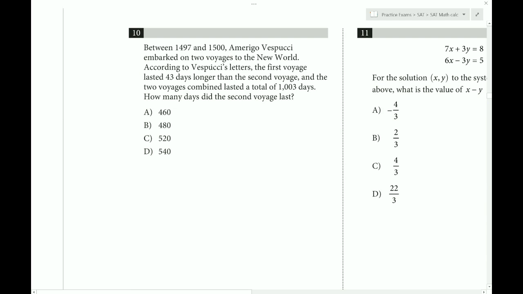Between this and this, Amerigo Vespucci embarked on 2 voyages. According to Vespucci's letters, the first voyage lasted 43 days longer than the second voyage, and the 2 voyages combined lasted a total of this. So, okay, first one plus the last one, that would equal 1,003. The first voyage is 43 more than the second voyage. Okay, so then here we can plug this in for x, and we get 43 plus 2y equals 1,003.